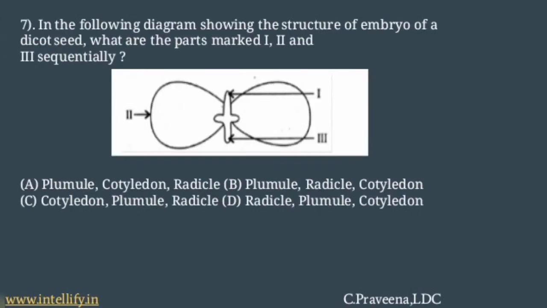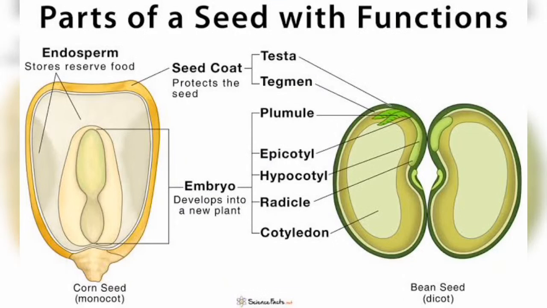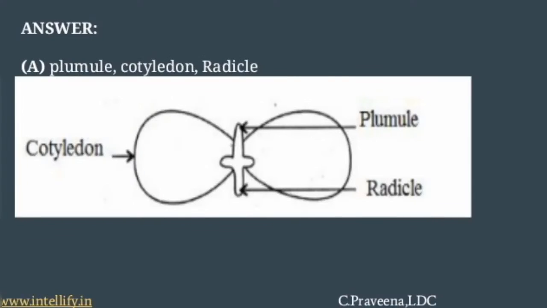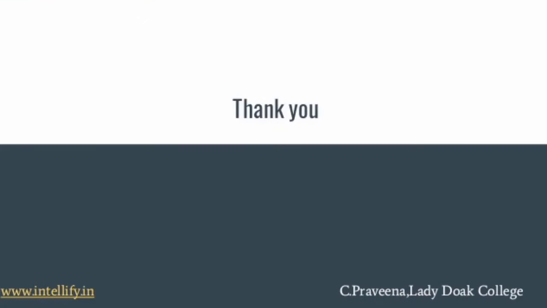Now the last question is, in the following diagram showing the structure of the embryo of a dicot seed, what are the parts marked 1, 2, 3 sequentially? Generally, the seed coat encloses an embryo which is differentiated into three main parts: plumule, radicle and cotyledon. The plumule is the upper terminal part of the embryo which elongates and develops into the future shoot. The lower end of the embryo is the radicle, which develops into the future root. The cotyledons are also known as seed leaves. So the correct answer is A, plumule, cotyledon and radicle.